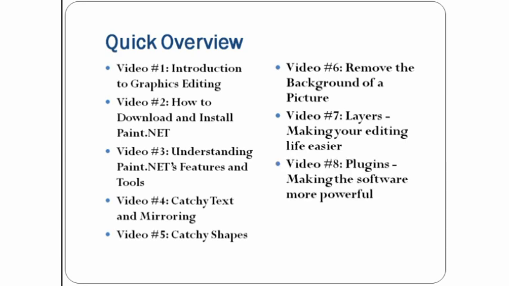Video number eight, we're going to talk about plugins. Paint.net has plugins that can make your software more powerful if you choose to do so. You don't have to, but this is an option that you can take if you choose to do so. Video number nine, we're going to talk about banners and headers. How to make professional looking banners. How to make professional looking headers that you can add to your website. Banners that you can add to your website or you can use to market your products and this and that.